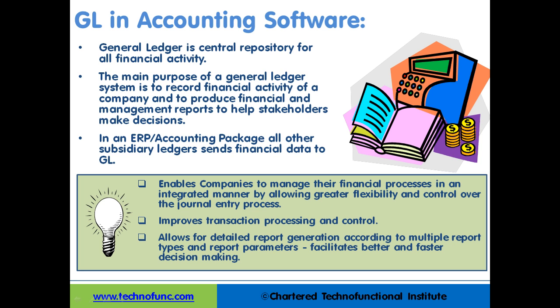Using General Ledger software allows for detailed report generation according to multiple report types and report parameters, and facilitates better and faster decision-making. The ability to access financial records by departments, cost centers, or other accounting divisions provides visibility to understand business performance across the organization. It enables tracking critical information on the company's financial position and supplements it with various statutory and management reporting options. Let's now shift the focus to understanding the typical accounting cycle and automated General Ledger systems in the next topic.